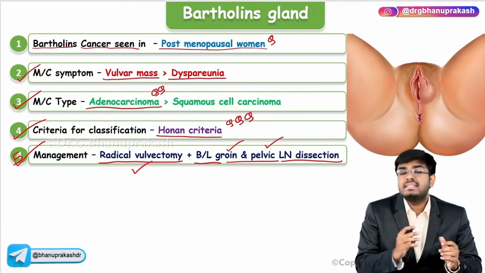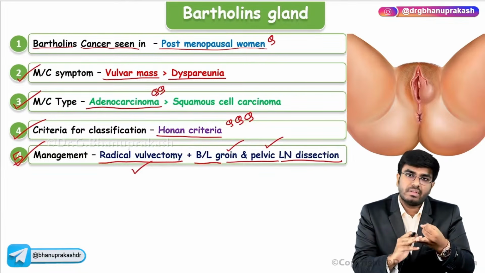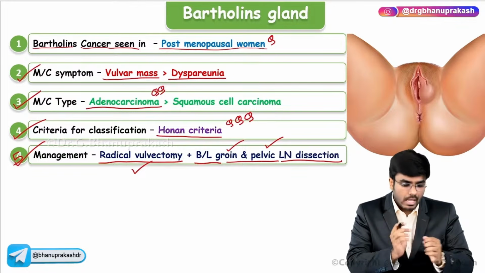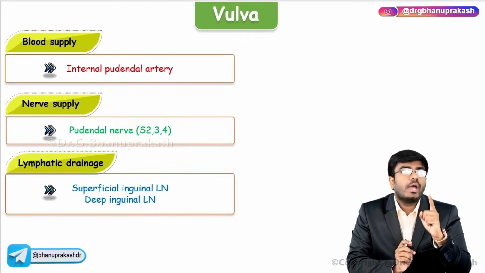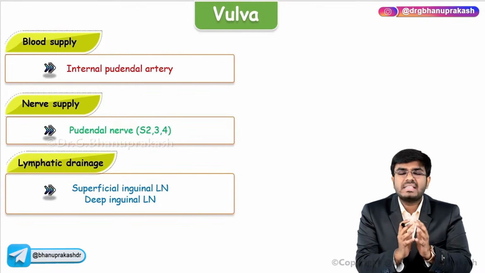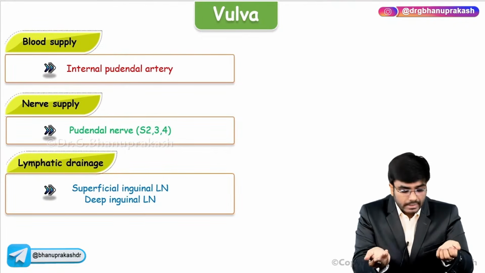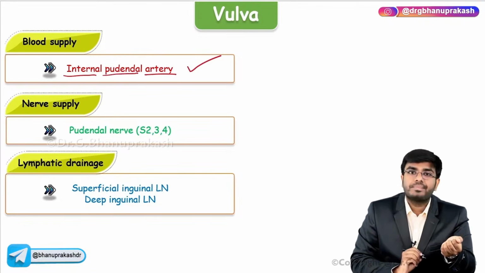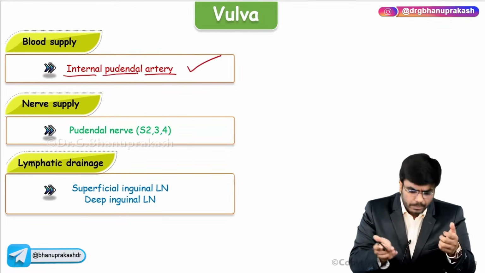Now after that, let's see the blood supply of the vulva, nerve supply of the vulva and lymphatic drainage of the vulva. Guys, what we have been discussing so far are the points about the external genital organs. Now we are going to discuss the blood supply, nerve supply and lymphatic supply. The point to be noted is that vulva is also known as pudendum. So the blood vessel supplying the pudendum is the pudendal artery, that too the internal pudendal artery. Now the nerve which is supplying the area of the pudendum or vulva is the pudendal nerve.